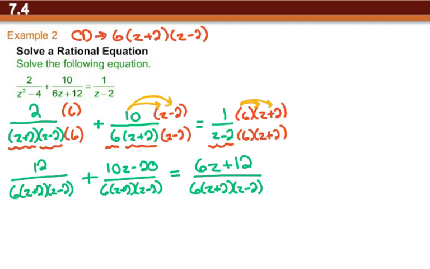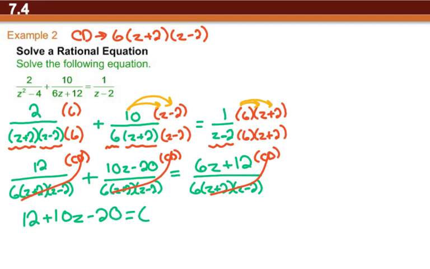At this point, we can multiply each term in this equation by the common denominator, and to save a little bit of space, I'm just going to say multiply by common denominator instead of writing out 6 times z plus 2 times z minus 2 each time. It will cancel. So we get left with 12 plus 10z minus 20 equals 6z plus 12.